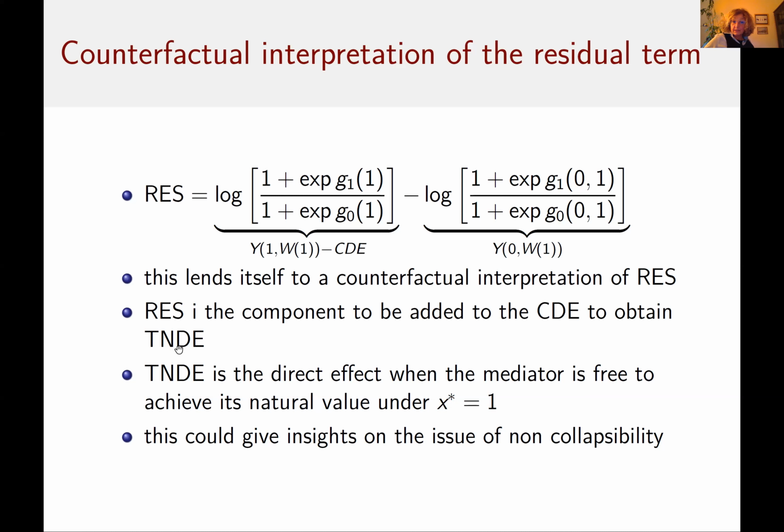And so it turns out that the residual is the component that you need to add to the control direct effect to obtain the total natural direct effect. So what is, once again, the total natural direct effect? It is the direct effect when the mediator is free to achieve its natural value under x star, this should be x, when x is equal to 1. So that's the total natural direct effect. So with this in mind, we could give some insights on the issue of non-collapsibility.